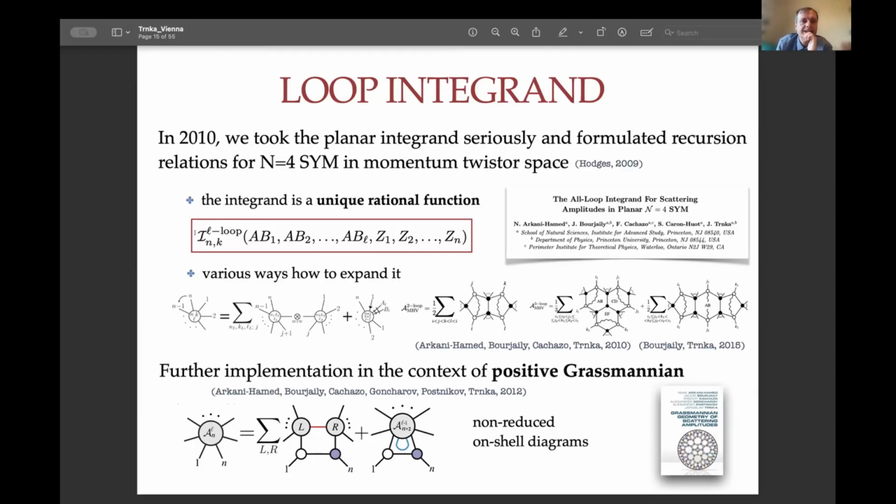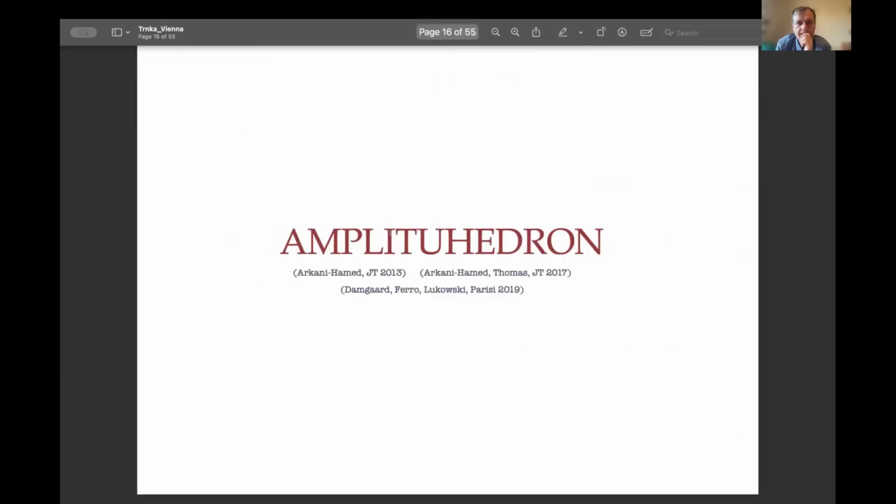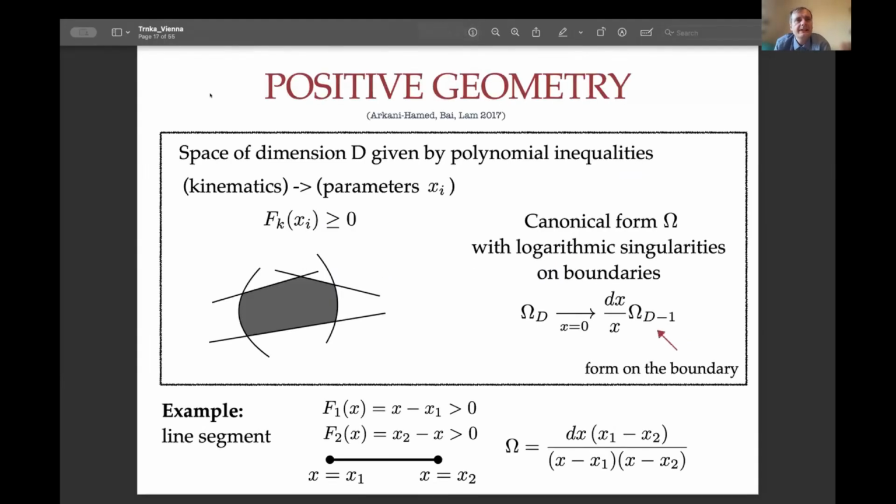So this is an extremely nice function, and this is the thing which has the interpretation as the canonical form on the Amplituhedron. So the loop integrand, written in the momentum twistor space, depends on some external momentum twistors, and then also on lines which represent loop momenta.